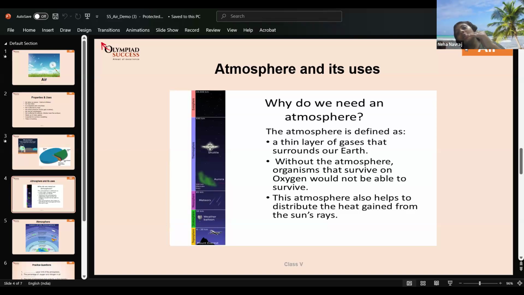The ozone layer is part of the atmosphere, and that's why it is said that the atmosphere helps distribute the heat gained from the sun's rays. Which kind of sun's rays is it talking about? It's the ultraviolet rays. Is that clear? Just note down the definition of atmosphere: it is a thin layer of gases that surrounds our earth. Just note down that much only, okay?